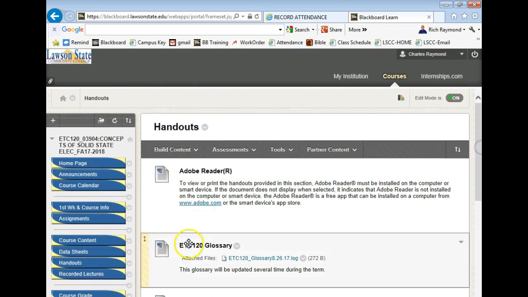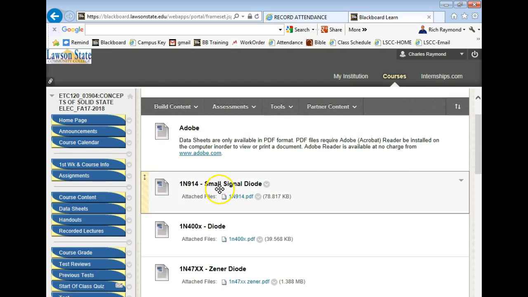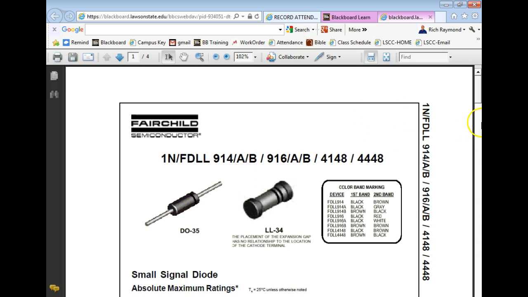So what we're going to do is look at data sheets. Not handouts, data sheets. So this is pretty important. And this is a small signal diode. This is the one we're going to break over. So let's go ahead and look at the data sheet on this guy. And this is a typical data sheet. So first of all, this shows us the different packages you can buy this thing.